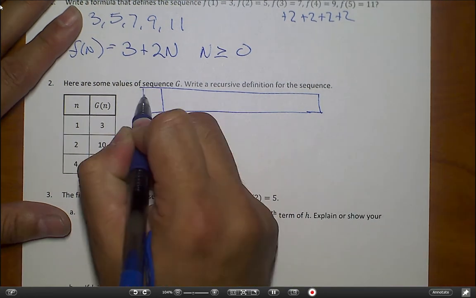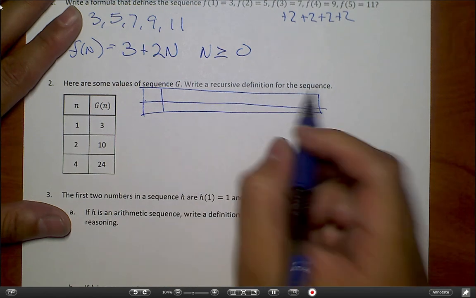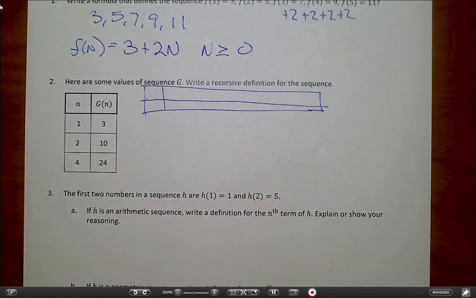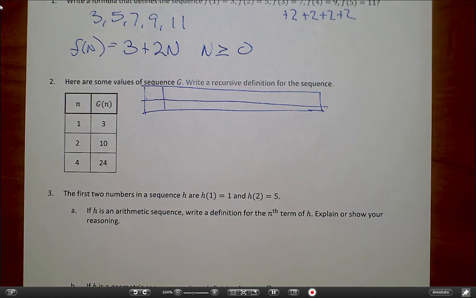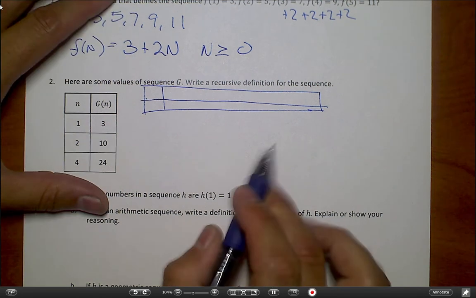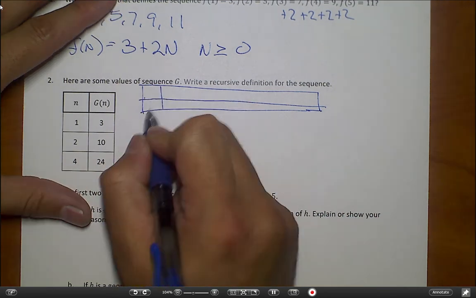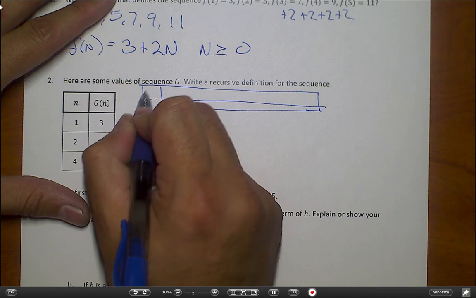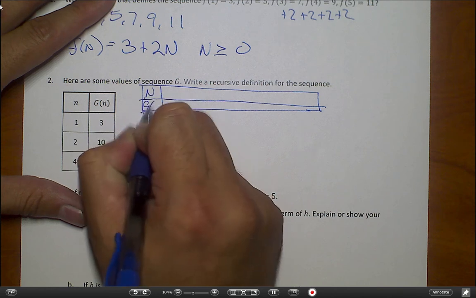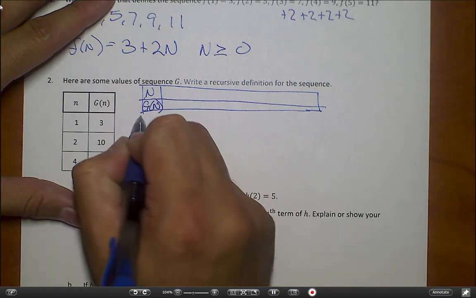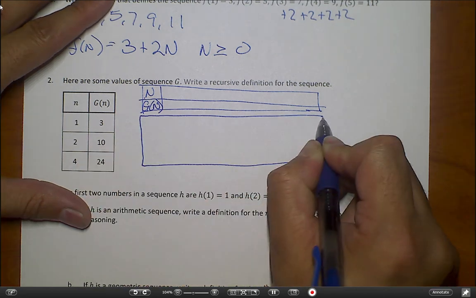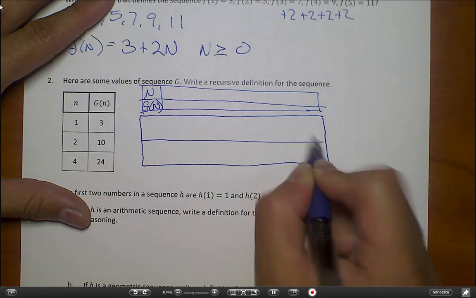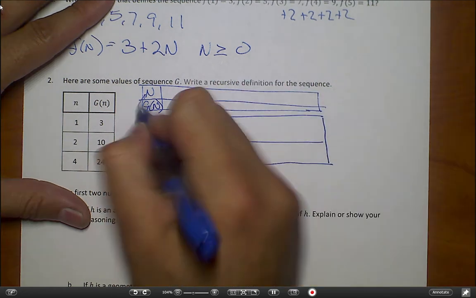So I have my n. Ah, that's a horrible one. Wow, I cannot draw a straight line. It's so humid in here, my hand's sticking to the paper. I don't even know where my ruler went. Hopefully I'm not going to need that much. So it's going to be n and then g of n. Oh, that's horrible. I can't do it. There we go, that's better. Forget all that.